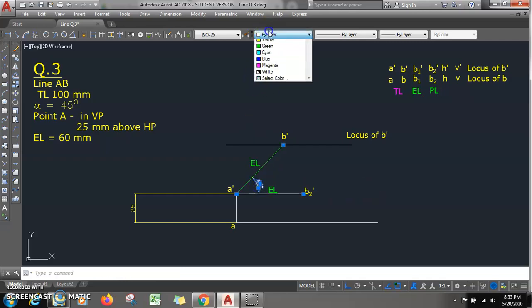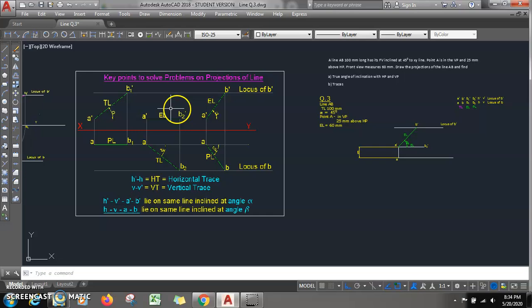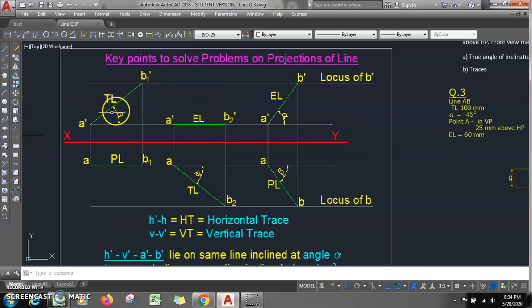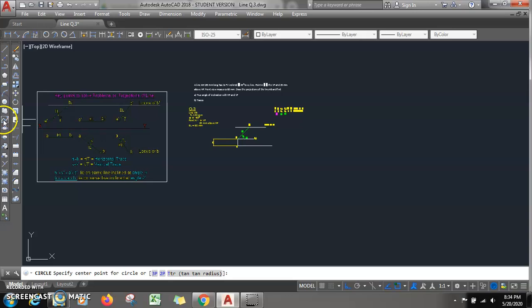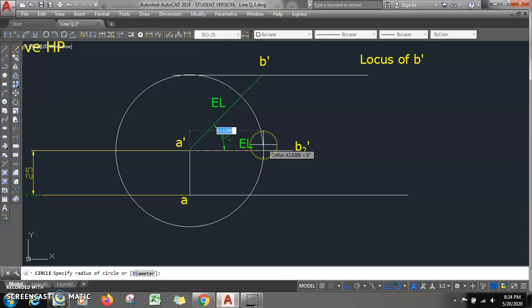Now once we have all this, what next? Now only one thing is remaining, that is this position. EL and alpha, everything is utilized. True length is 100 mm. So true length we know, true length is inclined at angle phi. A dash B1 dash is true length, and B1 dash is there on locus of b dash. So what we can do, we can take a circle, a dash point as the center, and true length as a radius, that is 100 mm.